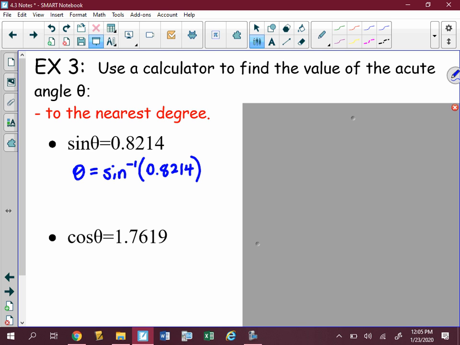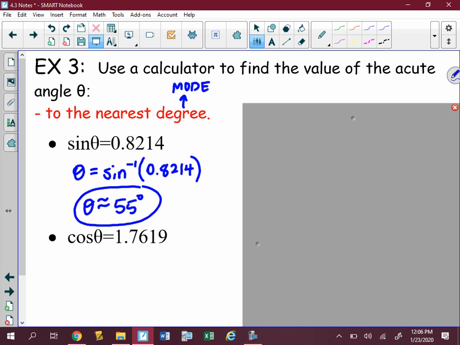Okay, what mode should we be in? How do we know we're in degree mode? Yeah, very good. Tells you it's to the nearest degree. So that's the mode. So you just type second sine 0.8214. You're getting 55, about 55 degrees. Don't forget to put that degree symbol on there.